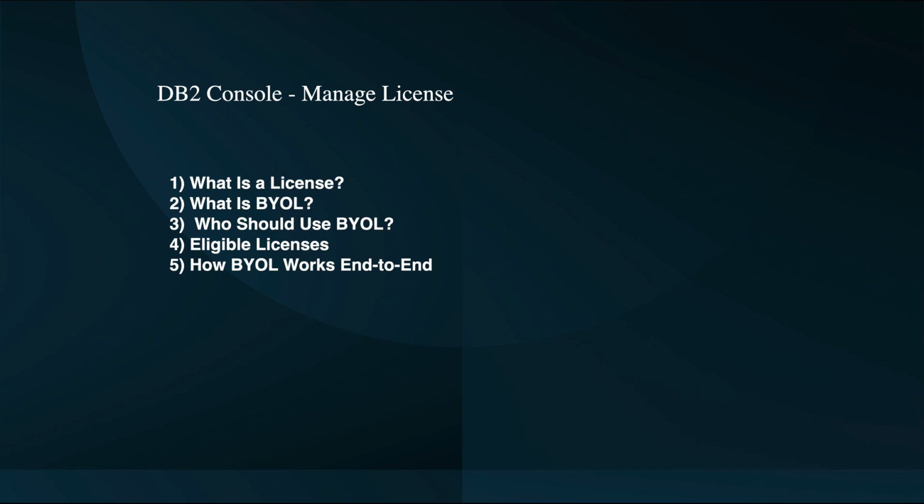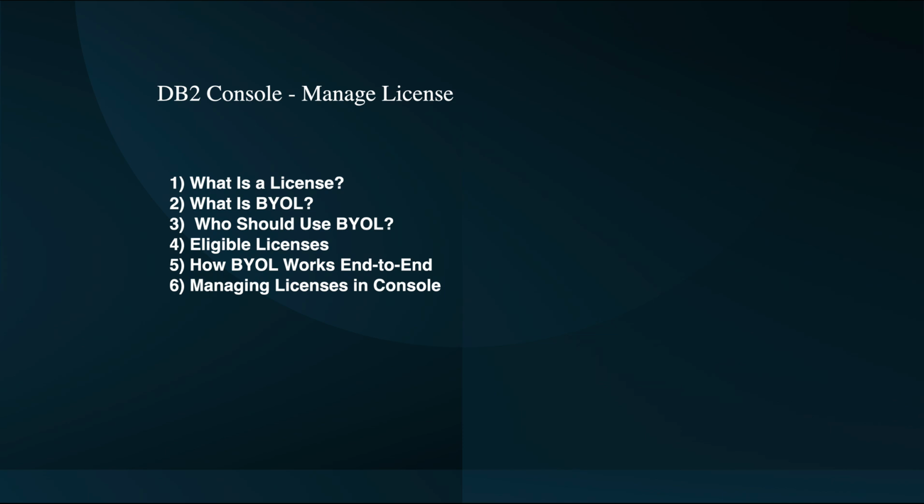Now we can look into how BYOL works end to end. You verify your entitlement in Passport Advantage, select the BYOL plan during provisioning, and provide a legal attestation that you hold sufficient licenses. IBM Cloud then bills for infrastructure only, while ongoing license compliance remains your responsibility.